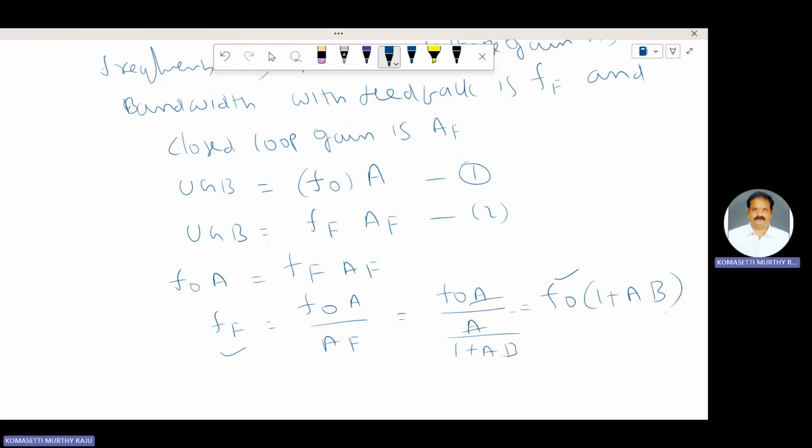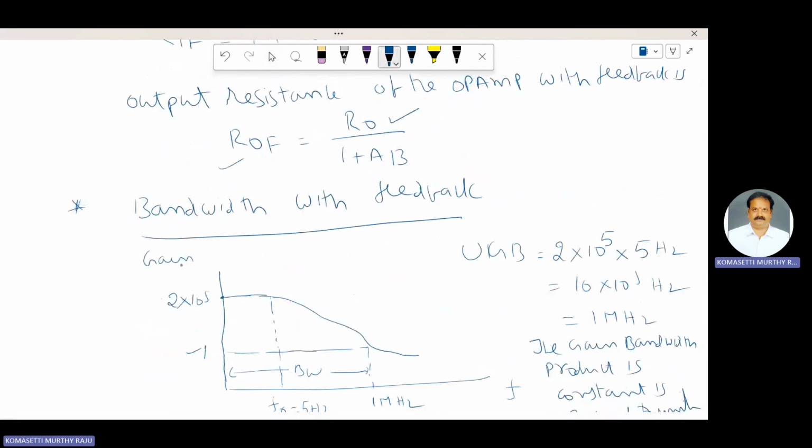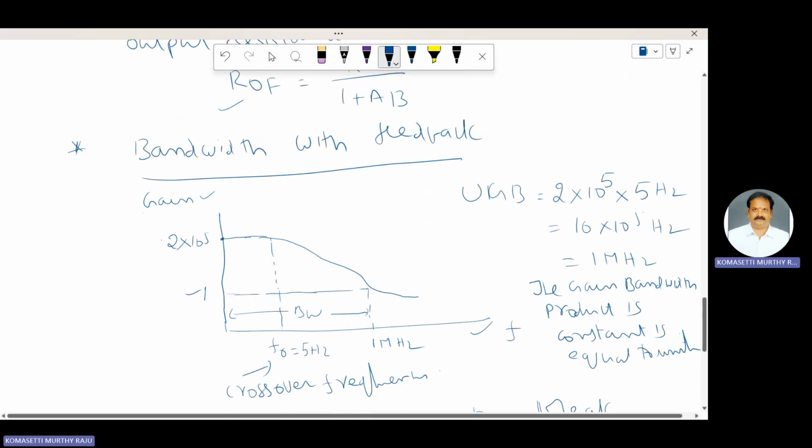The closed loop bandwidth F F can also be determined from the open loop gain versus frequency plot. This is the open loop gain versus frequency plot. From this also I have to calculate the closed loop bandwidth, that is F F. We locate the closed loop voltage gain value on the gain axis and draw a line from this value parallel to the frequency axis.